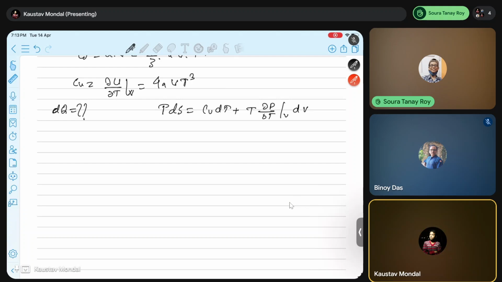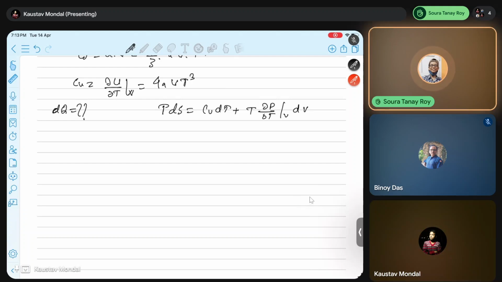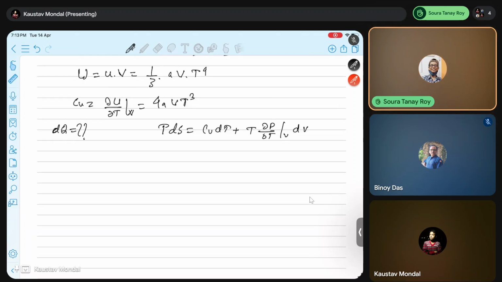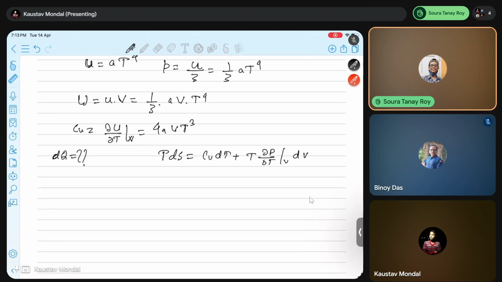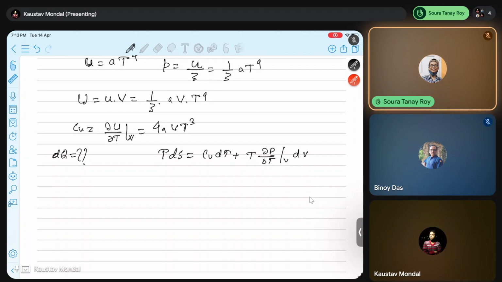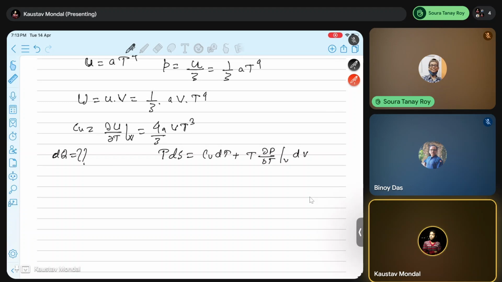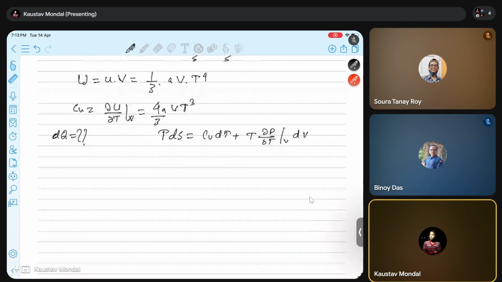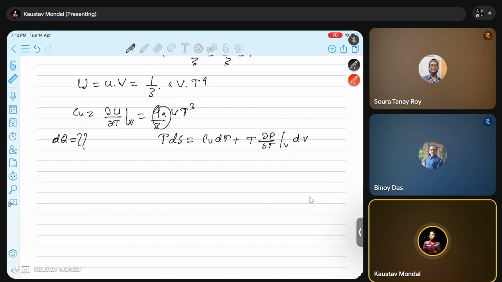Shouldn't the derivative be 4 by 3 A V T cubed, like the CV value? Yes, there would be a 4 by 3. Actually, you can absorb this whole thing into one constant. You can consider it as B also, B into T cubed.